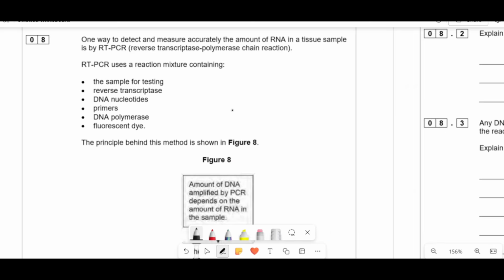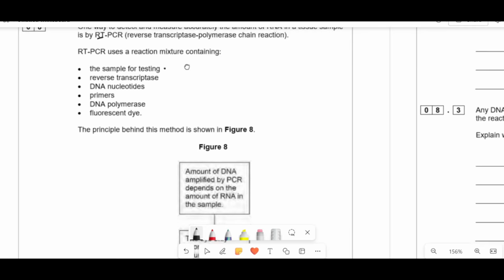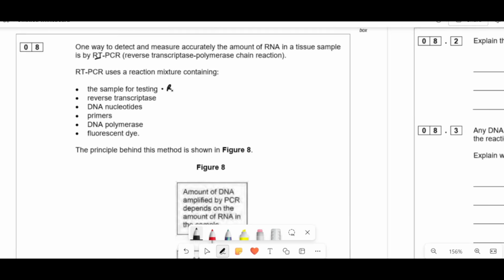So one way to detect and accurately measure the amount of RNA in a tissue sample, because we're looking for measuring RNA, is by doing RT-PCR, which is reverse transcriptase polymerase chain reaction. So what you do is you've got a reaction mixture with a sample for testing, and we're looking for RNA, so it's going to be an RNA sample, most likely. Reverse transcriptase, DNA nucleotides, primers, DNA polymerase, fluorescent dye. The method's shown here as well.